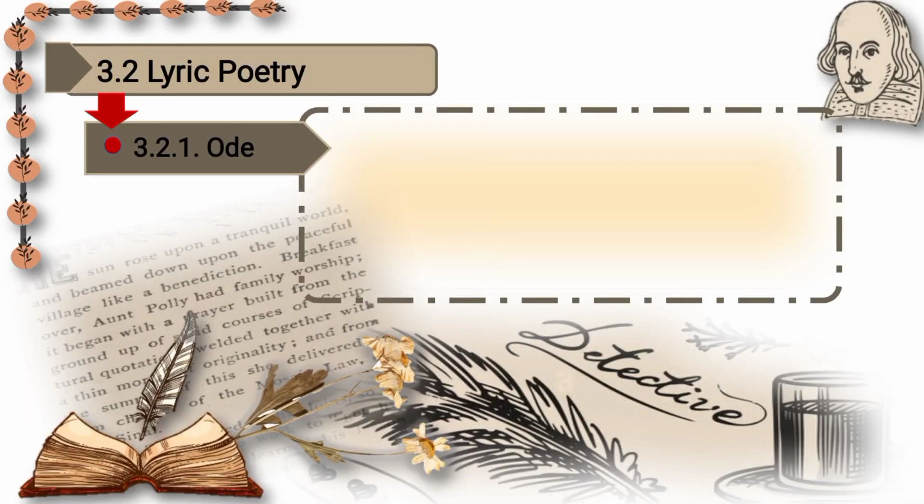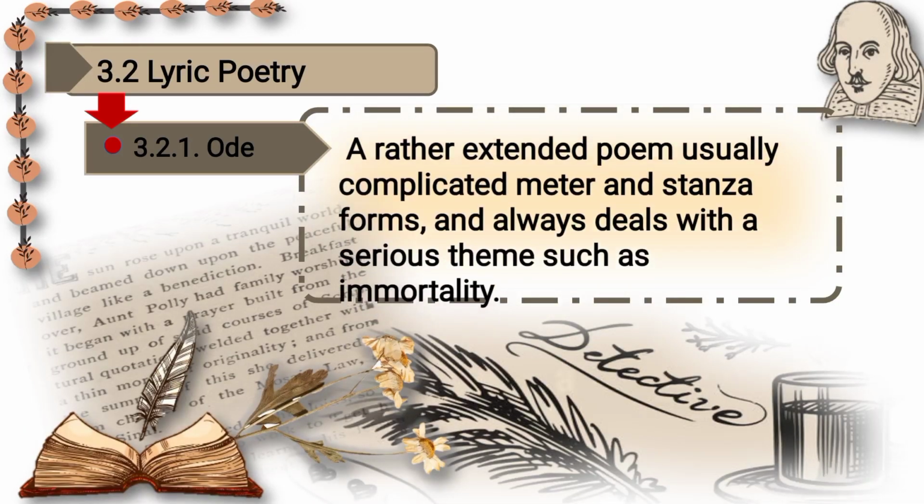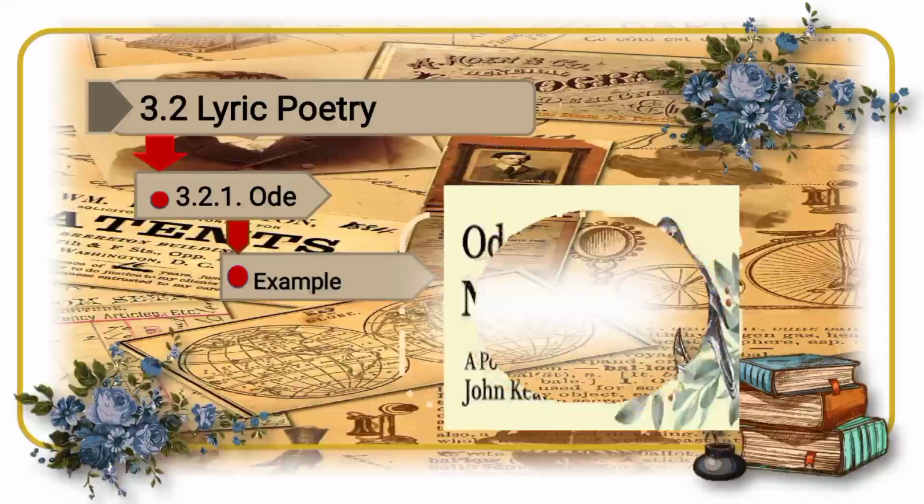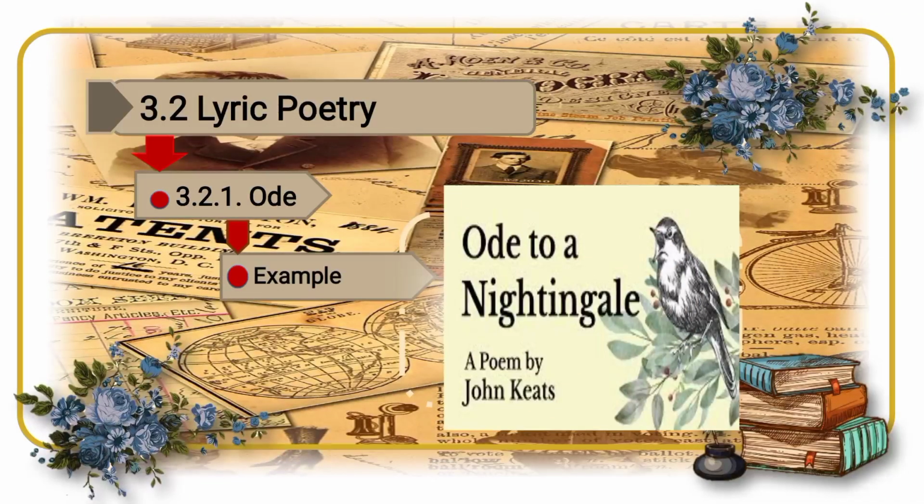First is the ode. It is a rather extended poem, usually complicated in meter and stanza forms, and always deals with a serious theme such as immortality. It is considered the most majestic lyric type that expresses enthusiasm, lofty praise of some person or thing. Example of this is the Ode to a Nightingale by John Keats.